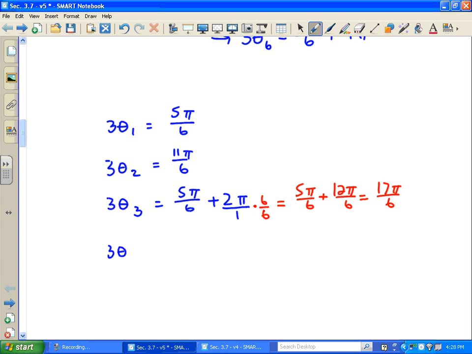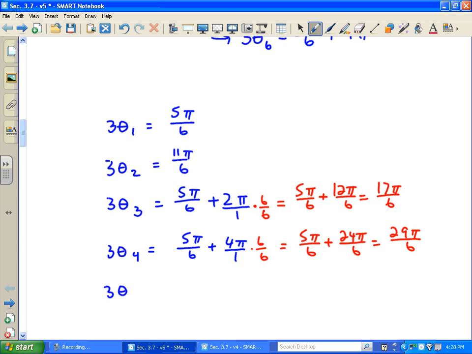3 theta sub 4 was 5 pi over 6 plus 4 pi. I need a common denominator there. Put it over 1, multiply the top and the bottom by 6. So this results in 5 pi over 6 plus 24 pi over 6, which is 29 pi over 6.